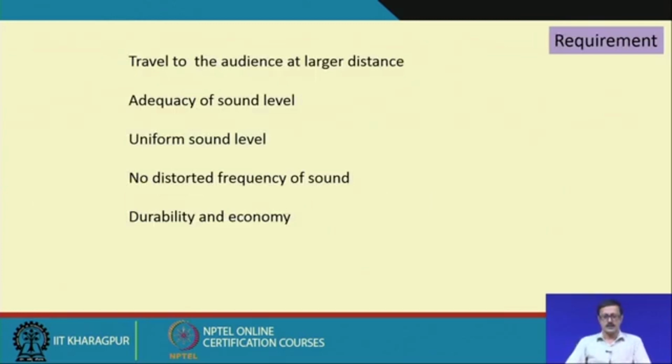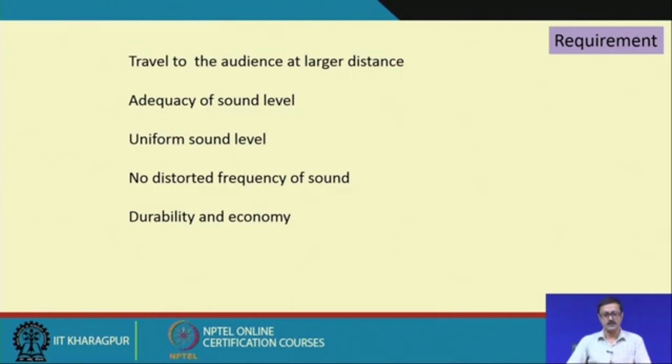Now, when we deal with electroacoustical systems and their various components, we have some requirements. From the requirement point of view, the first requirement is that the sound should travel to the audience over a large distance. That is one of the basic fundamental requirements of electroacoustical systems. Otherwise, perhaps electroacoustical systems would not have been developed.